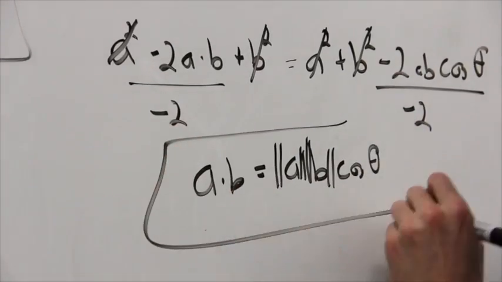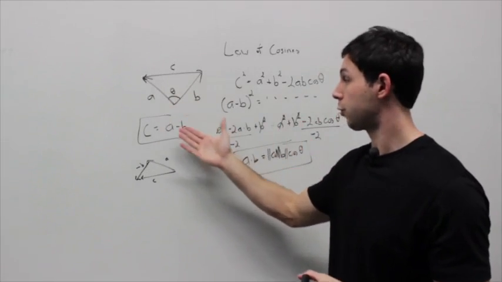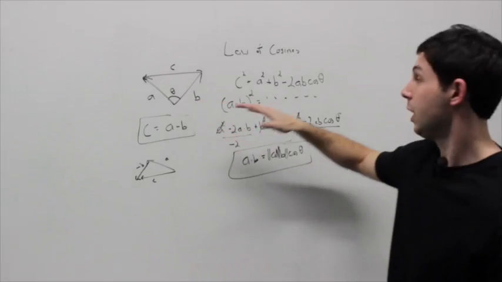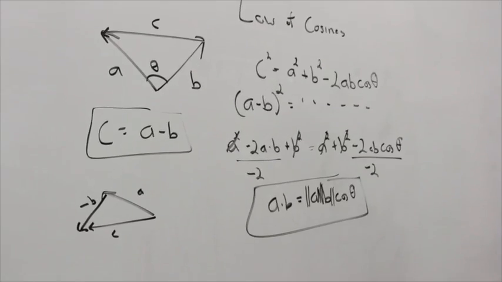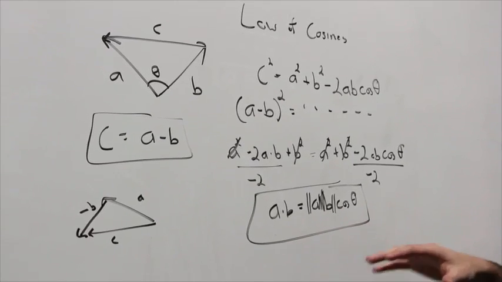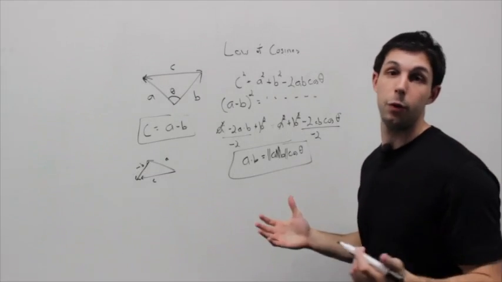And this is our key result from looking at the law of cosines. We took this formula for a triangle with vectors, and we took the law of cosines, put them together, and we ended up with this cool equation. So we're going to see right now what we can do with this equation. What does this tell us about vectors and what we can learn from the dot product?